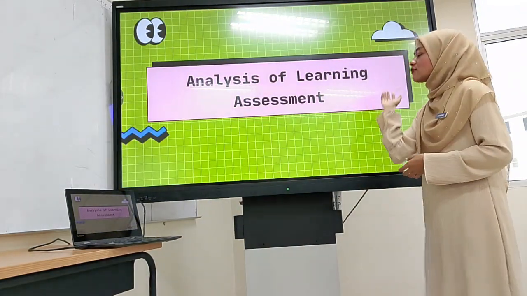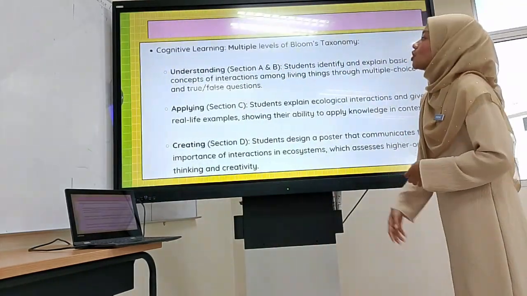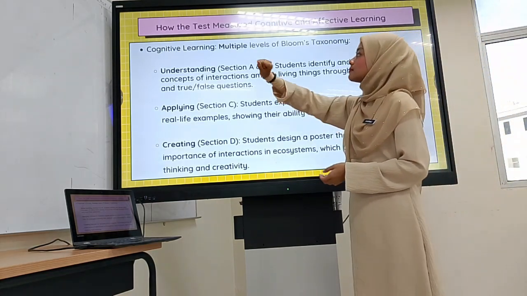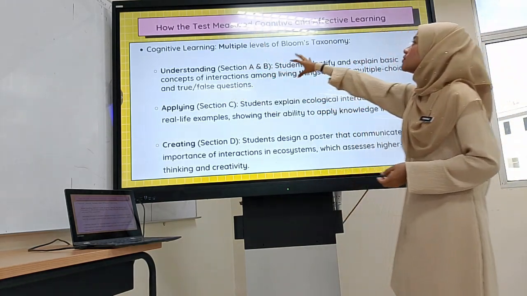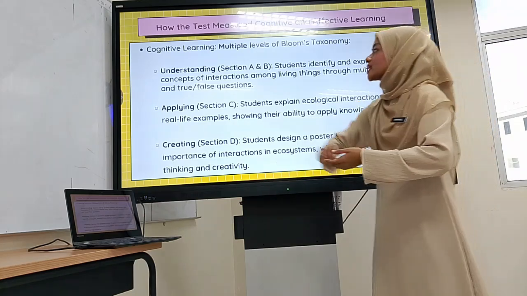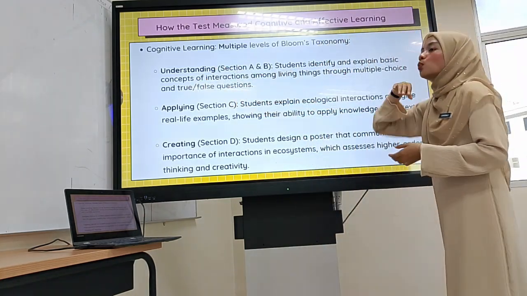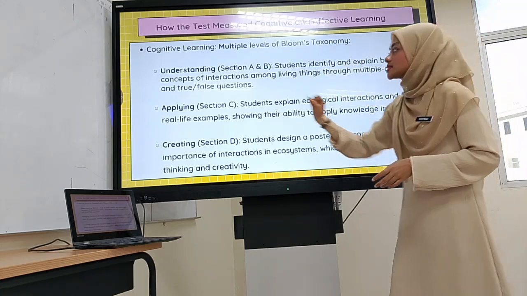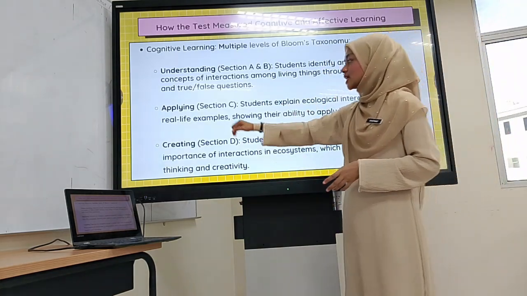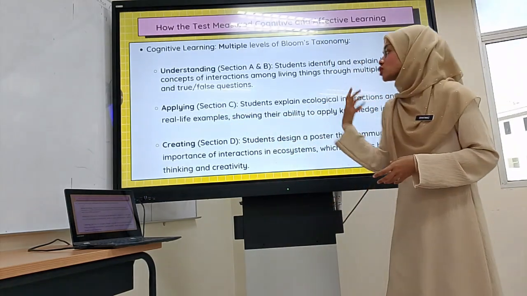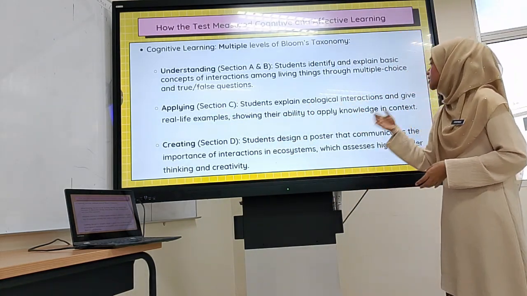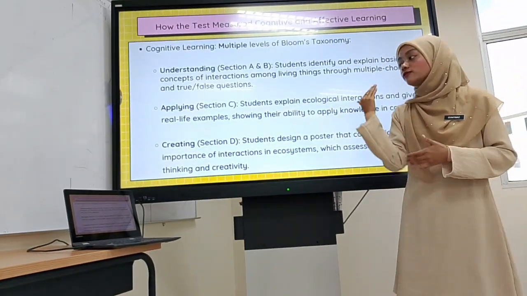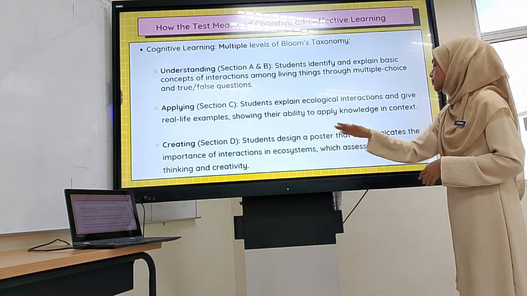Okay, so the analysis of learning assessment. The test measures cognitive and affective learning. First, we have to make sure that our test assesses multiple levels of Bloom taxonomy. We targeted understanding in section A and section B, where in MCQ and true or false, students identify and explain basic concepts of interaction. For section C, the Bloom taxonomy level is applying because it is short answer. Students have to explain ecological interaction and give real life examples. And section D is creating, the highest level of Bloom taxonomy, where students have to design a poster.